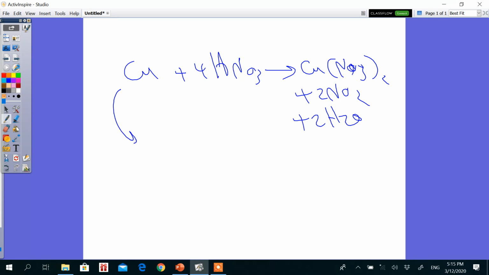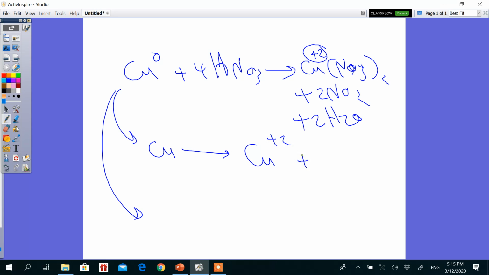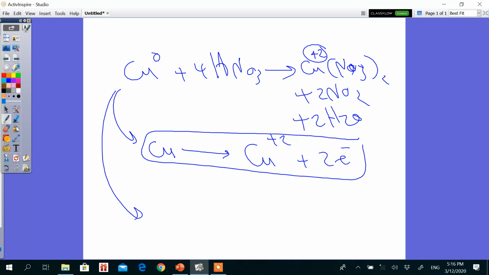We will take two half reactions. First, we will begin with copper. It changes into copper, and if we calculate the oxidation number for copper here, it will be positive 2. Here it will be 0, from 0 to copper positive 2, so plus 2 electrons. That is the oxidation half reaction. We call that the oxidation half reaction. And what about the reduction half reaction?